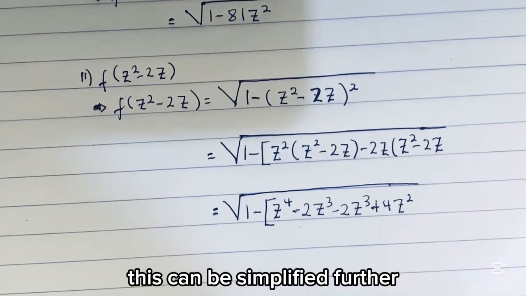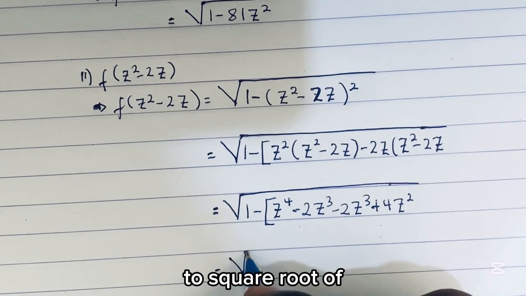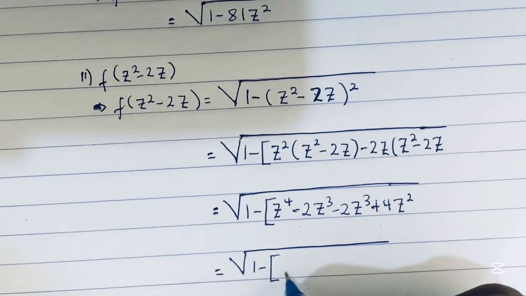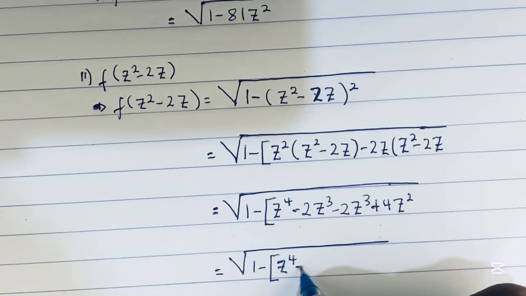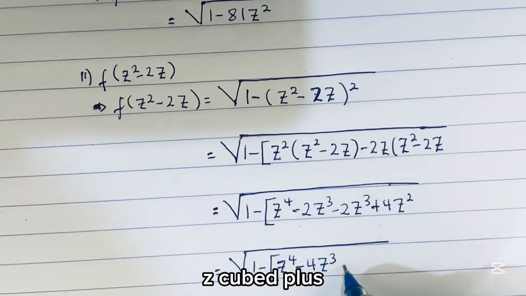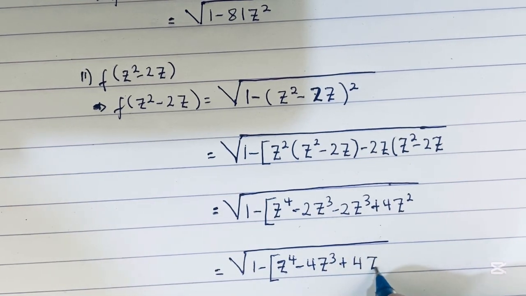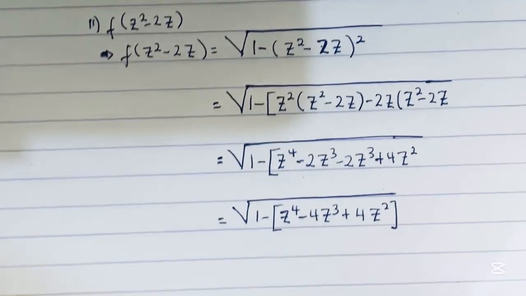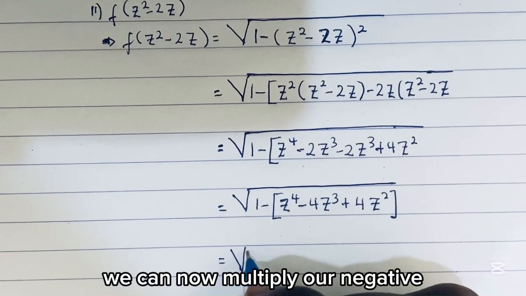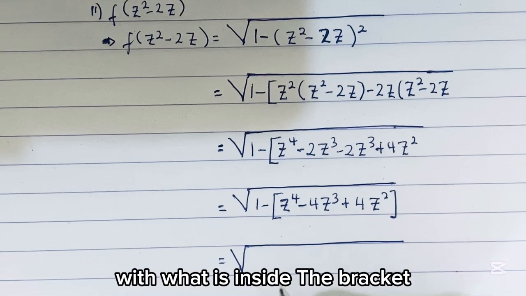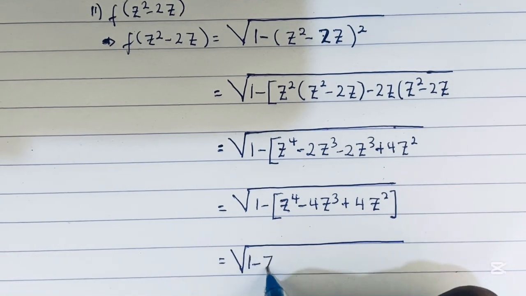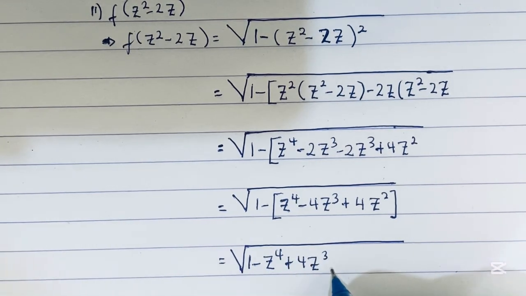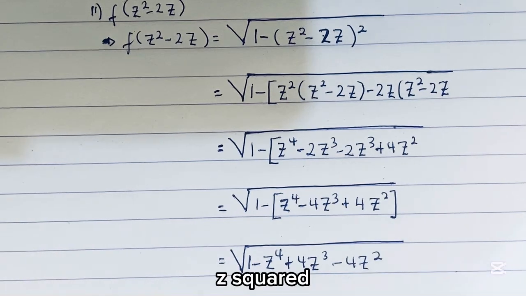This can be simplified further to the square root of 1 minus, we can collect like terms. This is z to the power 4 minus 4z cubed plus 4z squared. Next step, we can now multiply our negative with what is inside the bracket. So it will be 1 minus z to the power 4 plus 4z cubed minus 4z squared.